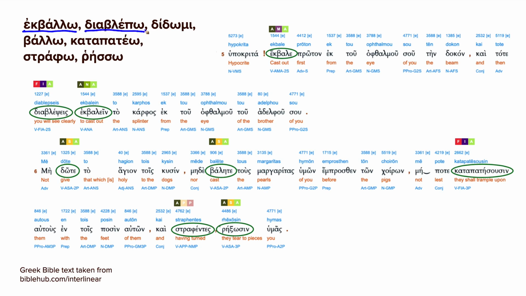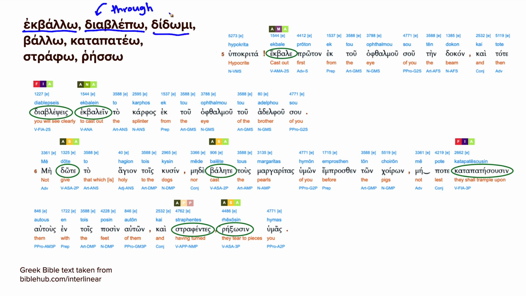Diablepo. So blepo by itself means I see. Diablepo. Remember, dia here either means through or by, but I think through is probably a good explanation because you're actually seeing it really clearly, almost like you're seeing through it. So diablepo is to see clearly.